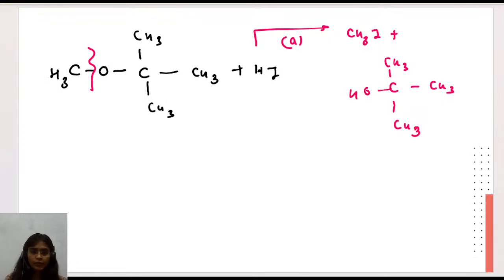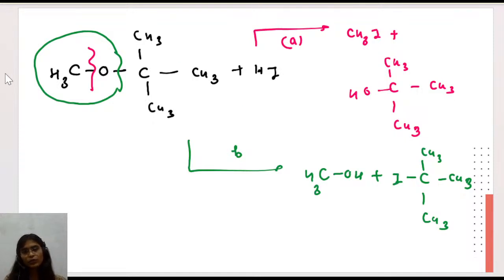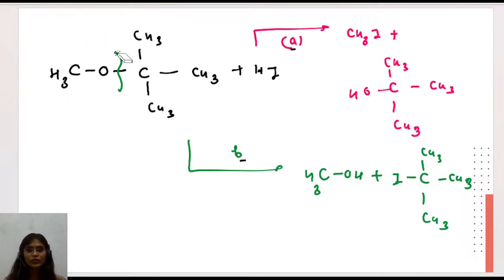Condition B: it is going to cleave from here. I hope you are getting my point that this is how this point separately breaks. In this case this is a CH3 and this is an OH now, plus the other part with iodine. Both possibilities can be there, but my question to you is which one, A or B, are we going to follow here? Think about it and try to answer the question. I will explain definitely, but at least once try to answer it. According to you, is A the feasible one or B?